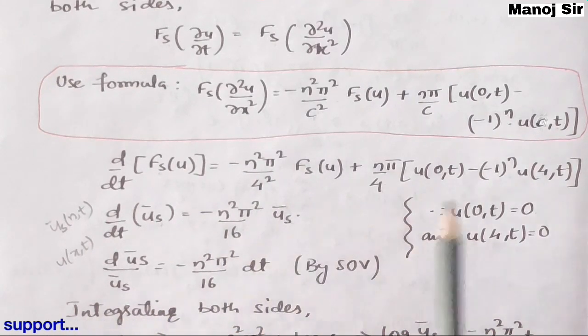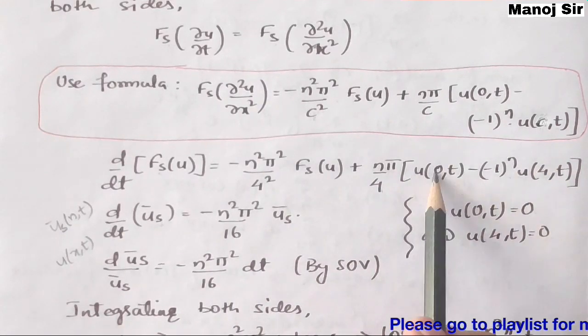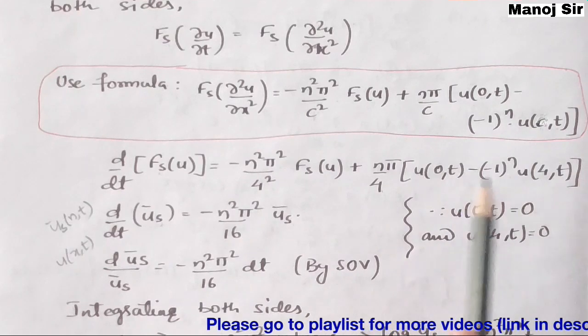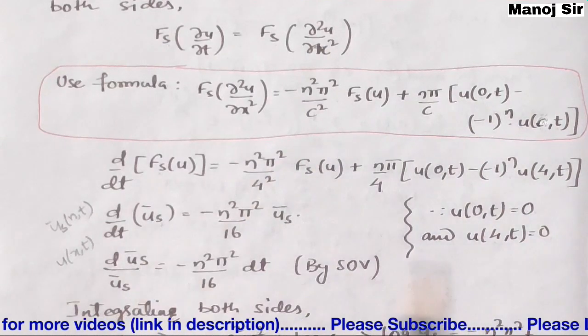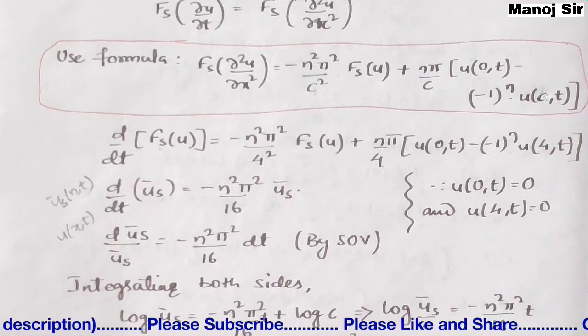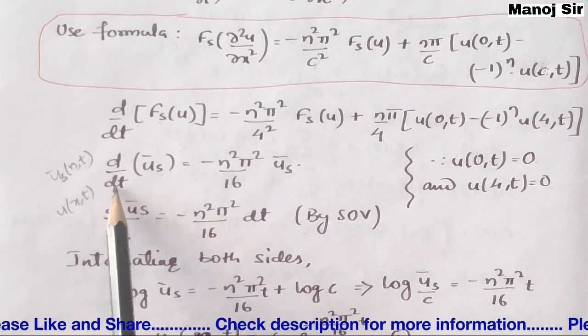This is u bar of s. Now this will become 0, so forget about this term because this is 0, this is 0, 0 minus 0 again 0, 0 into anything will become 0, so you are only having this term. Now we will go for separation of variables. Bring this here, and bring this here.